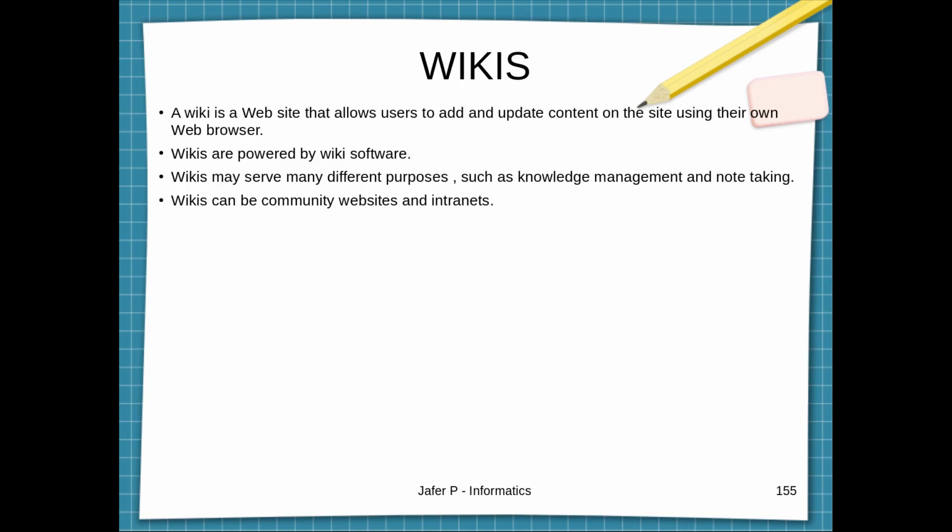Wikis can be community websites and intranets. Some wikis permit control over different functions or levels of access. Some functions cannot be edited or updated. Those controls will be there, and there are some levels of access. Some website content you cannot access in a wiki, right?